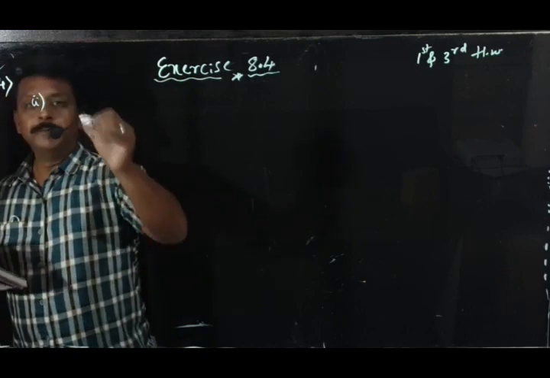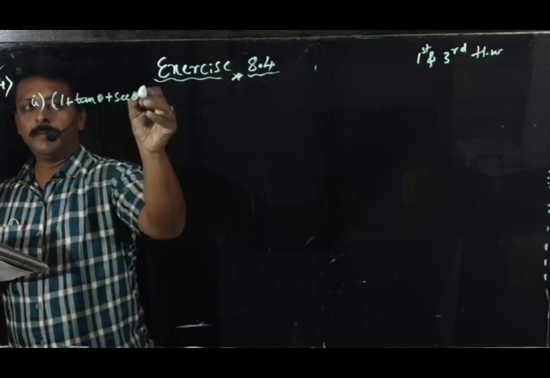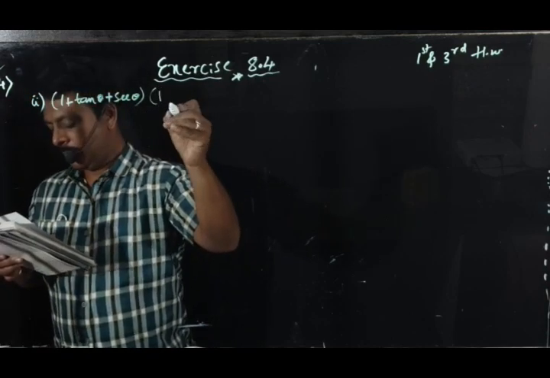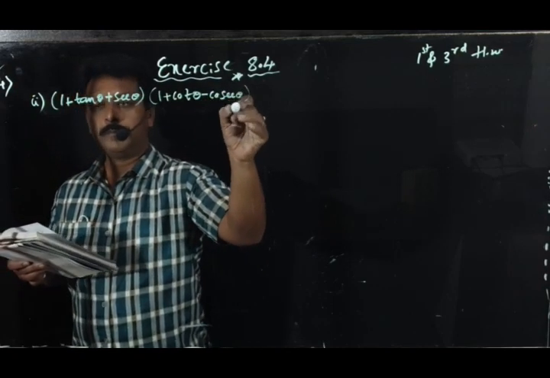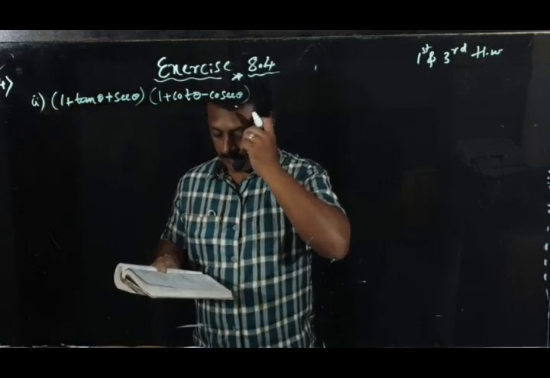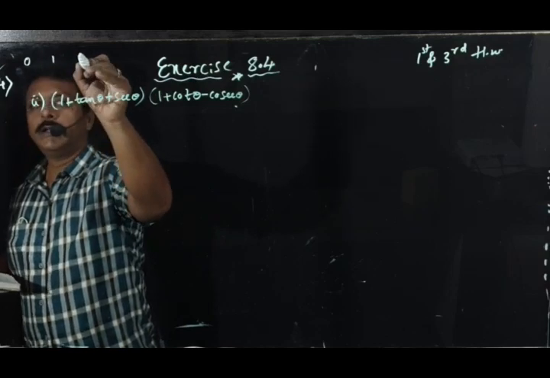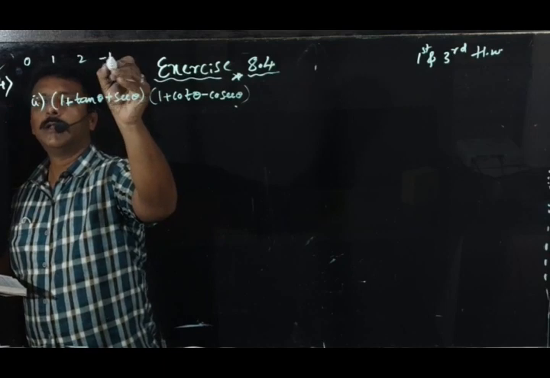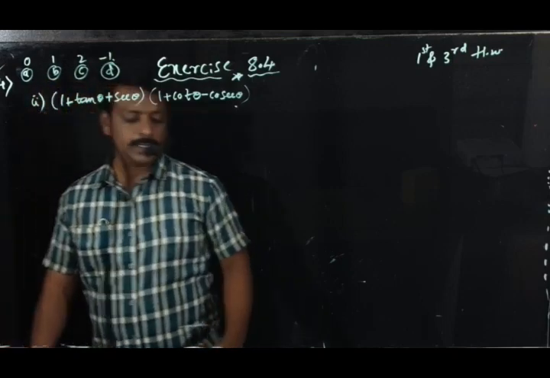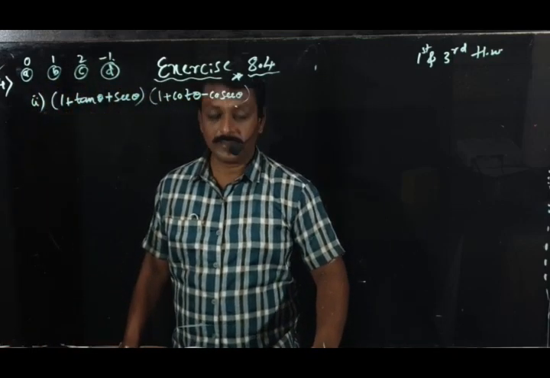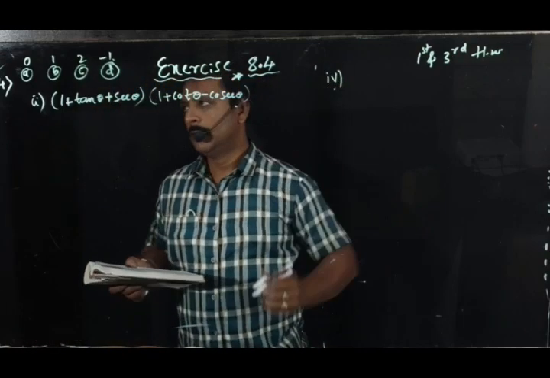The second question I want to copy. The question is: (1 plus tan theta plus sec theta) into (1 plus cot theta minus cosec theta). This is the second one. They have given you options; I am writing them on top: 0, next 1, next 2, next minus 1. This is A option, B option, C option and D option. Like that they have given. Which option will we get as the answer? Wait and see.